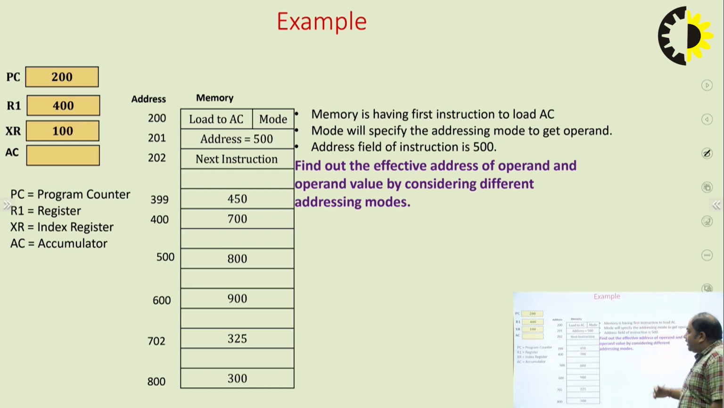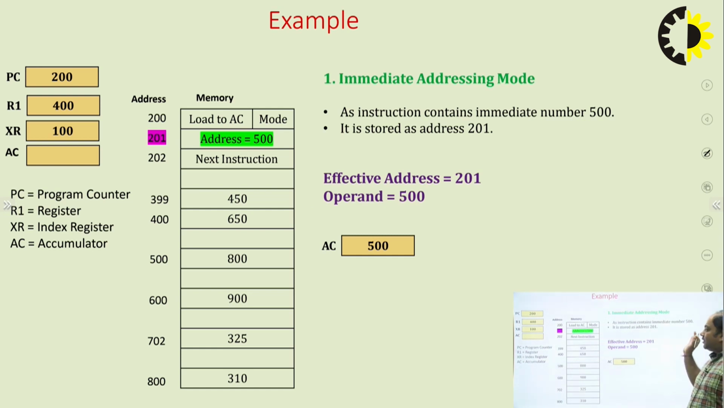Now we have to find the address fields of the instruction in the following addressing modes. First, we find the address using immediate addressing mode. In immediate addressing mode, we don't need any memory reference, so we directly address the instruction. The effective address for the 500 is 201, because the address is 201 and the value of the operand is 500. So the accumulator becomes the value of the operand, which is 500.